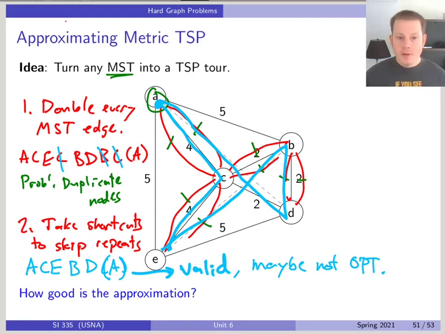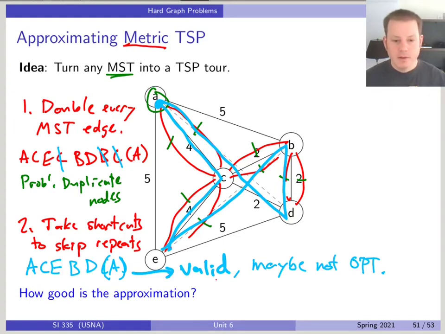Well, remember, we already proved that any TSP solution, so any Hamiltonian cycle, has to have a larger weight than the minimum spanning tree. Because if you remove an edge from any TSP solution, it's going to give you a spanning tree that's not necessarily minimal. And this one, well, what's the total weight of it? We started by duplicating every edge in the minimum spanning tree. And so the total weight, and then we took these shortcuts, which we said, because it's metric, the shortcuts only help, right?